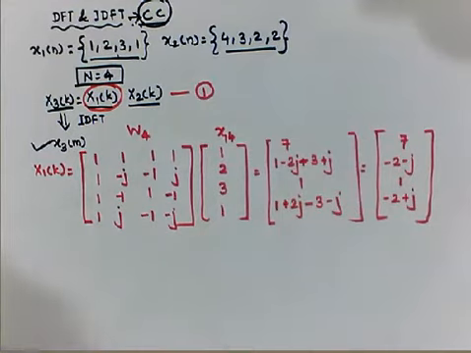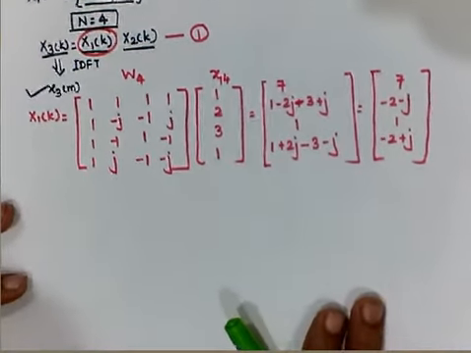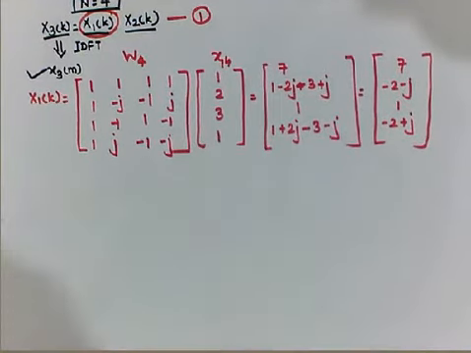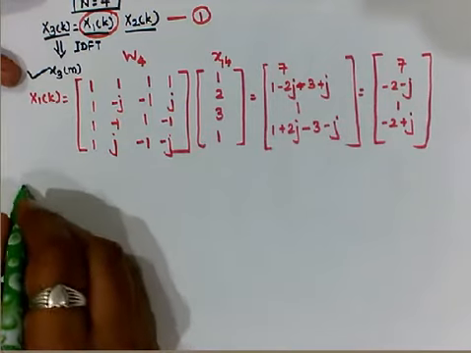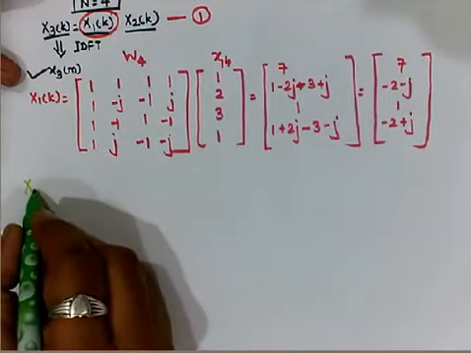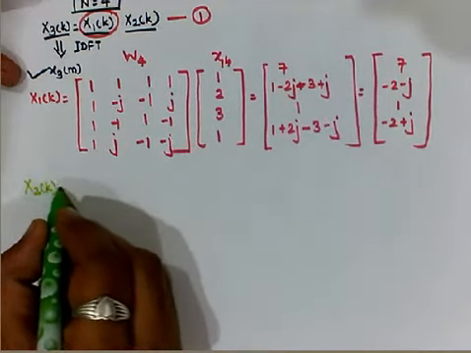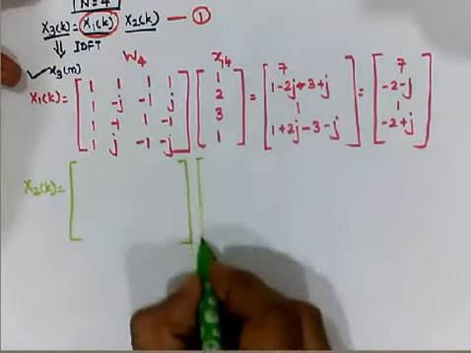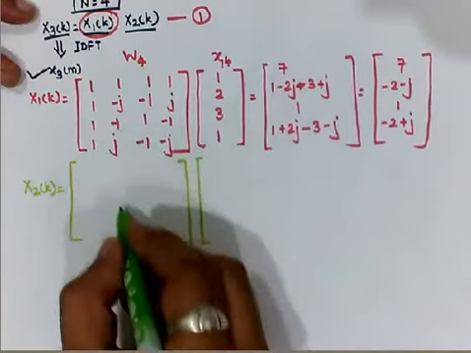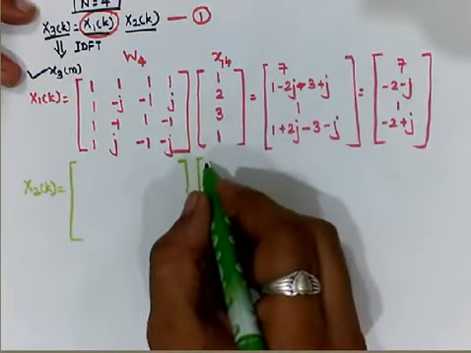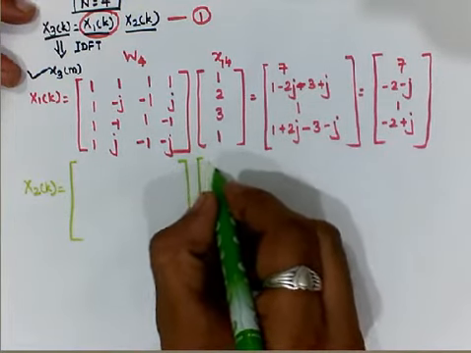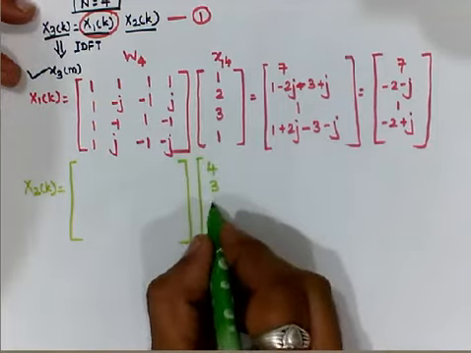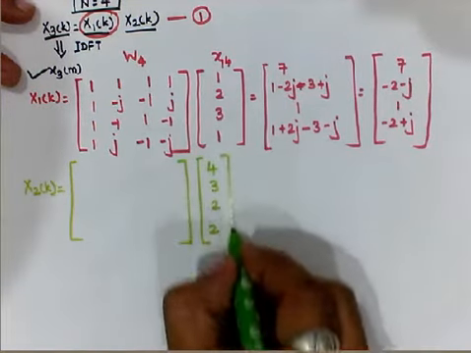Now we need to calculate x2 of k also. To calculate x2 of k, again proceed with the same kind of approach. This W4 is not going to change, it will be as it is. For x2 of n, we need to write the values 4 3 2 2. So these are the values.